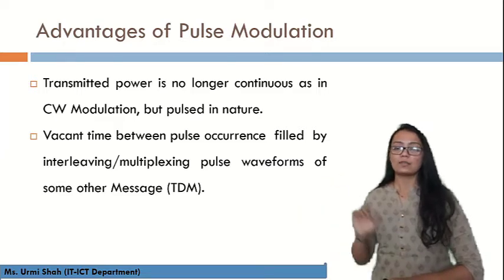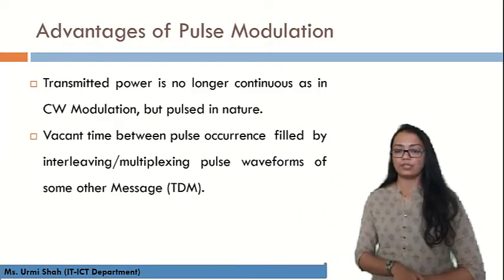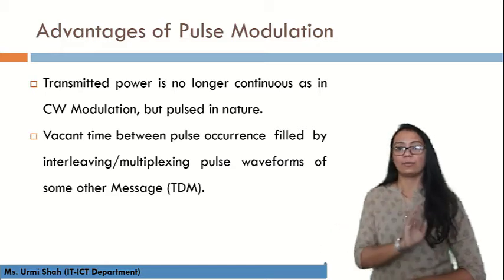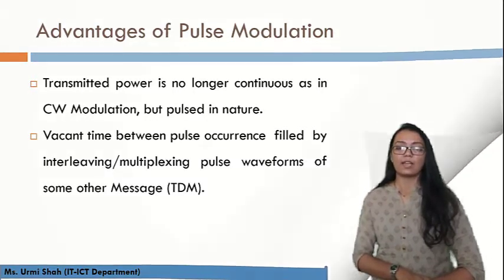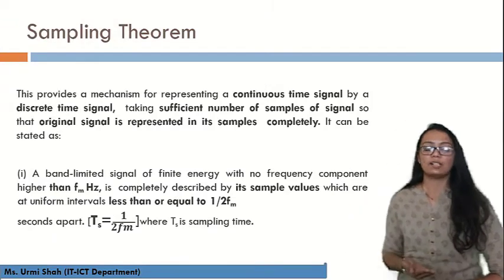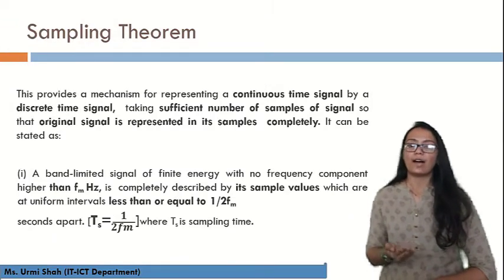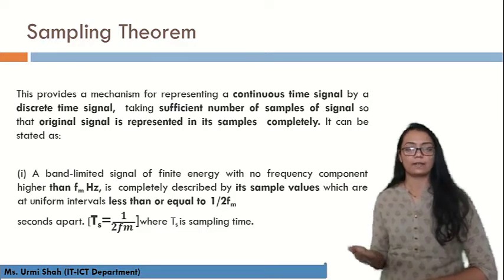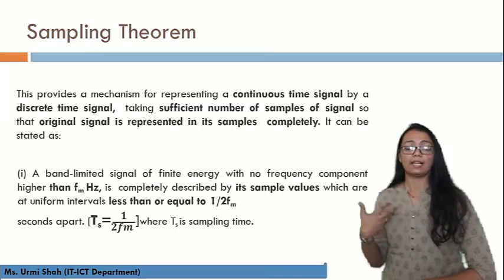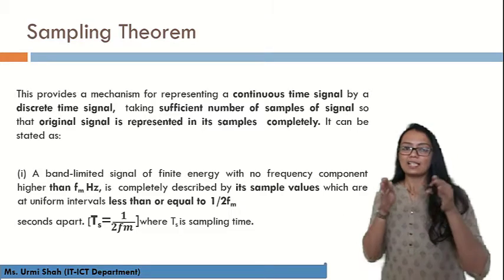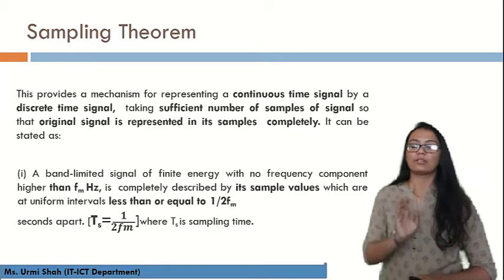The next point is that the vacant time between pulse occurrences is filled by interleaving multiplexing pulse waveforms of some other message, that is stereo. So these are the advantages of pulse modulation. These advantages help us understand why pulse modulation is preferred. Now moving ahead, what is the sampling theorem? Why do we need to have samples formed from the analog waveform?